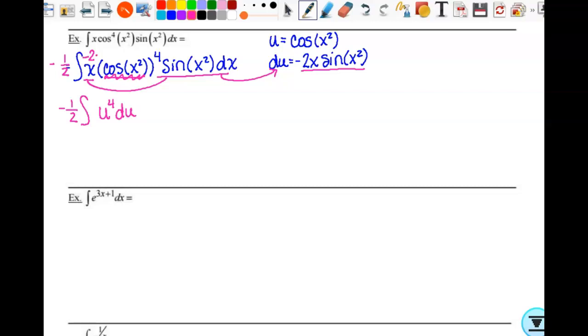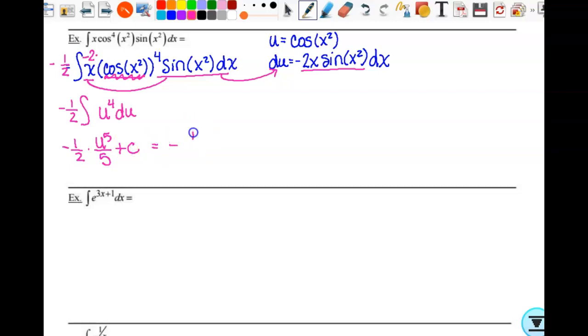What did I forget? Oh, I sure did, thank you. dx. I even said that earlier. Be very careful with your notation. Okay, everybody good with me here? Then it's like a super simple little problem, right? Negative 1/2 times u to the 5th divided by 5 plus c.